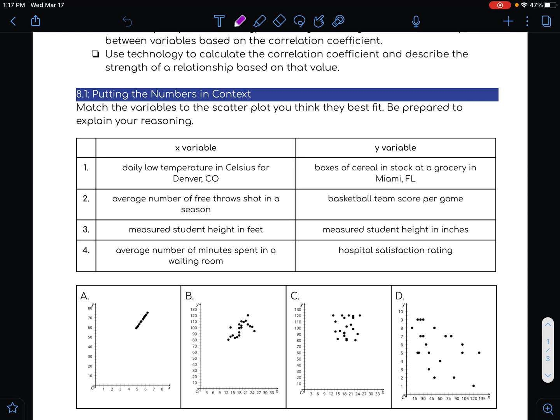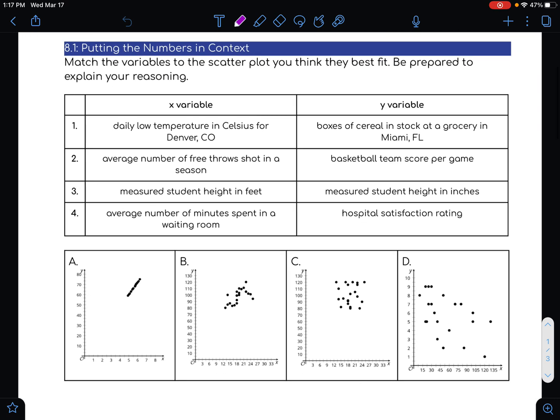So if we're going to go through and look at the relationship, let's just start off by reading the first variables here. So the variables for number 1, the x variable on the x-axis says daily low temperature in Celsius for Denver, Colorado. And then the y variable, boxes of cereal in stock at a grocery store in Miami, Florida. So I guess you're asking yourself, are these two variables related to each other? Are they connected? Are they correlated is the word that we're using. Are they correlated?